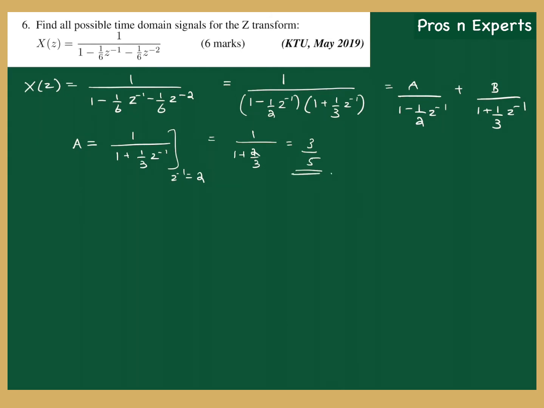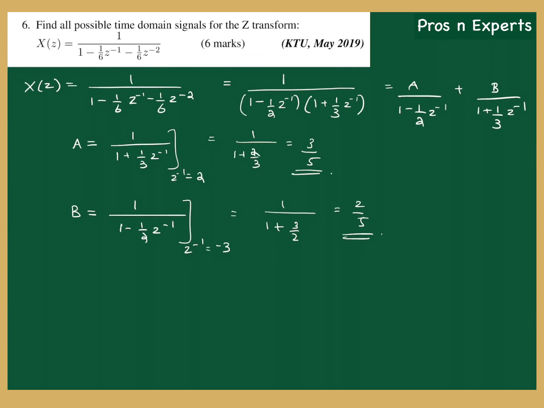And similarly, what is B? B is equal to, you take the denominator of B, multiply it with the main transform function, then put z inverse equal to minus 3, right? Z inverse equal to minus 3 will make this denominator 0. Okay, so your multiplication means 1 by 1 minus half z inverse will remain, 1 plus 1 by 3 z inverse will cancel, evaluated at z inverse equal to minus 3. Okay, that is equal to 1 by 1 plus 3 by 2, which is equal to 2 by 5. So B equal to 2 by 5.